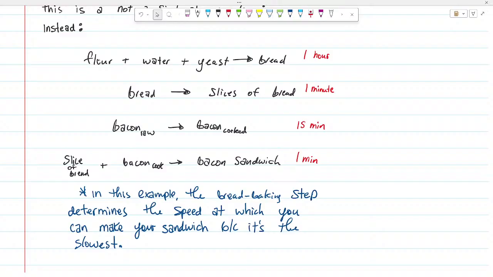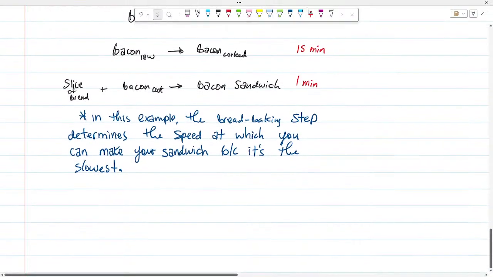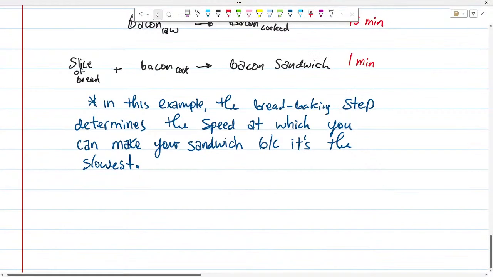Does that make sense? In the end, the slowest step determines how fast you can go. The slowest step determines how fast you can go.